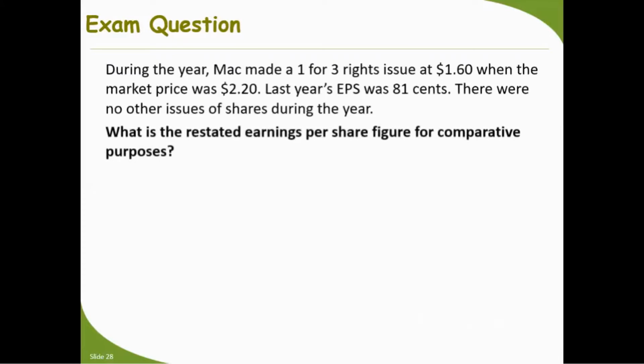During the year, Mac made a 1 for 3 rights issuance. This is again a rights issuance at an issuance price of 1.6 when your market value is 2.2. Last year EPS was 81 cents. There were no other issuances of shares during the year. What is the restated EPS?